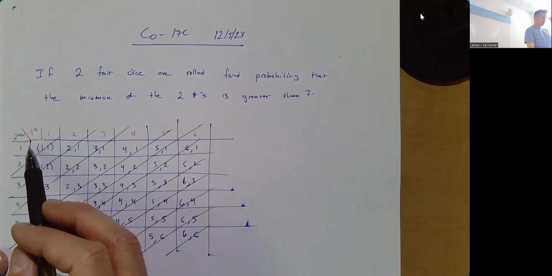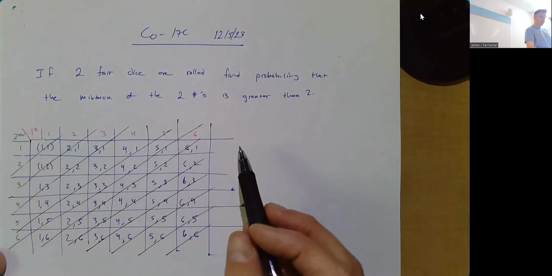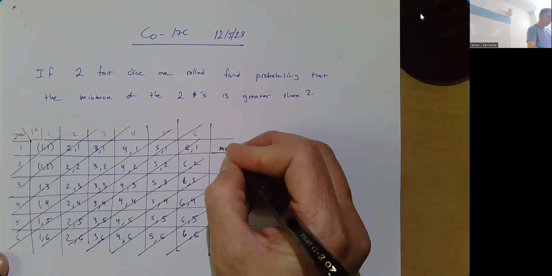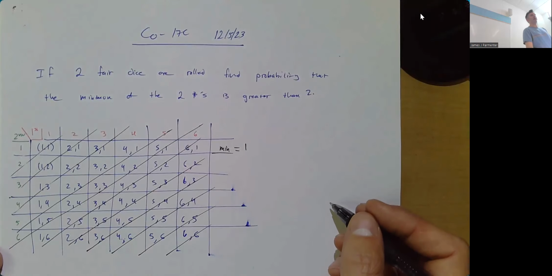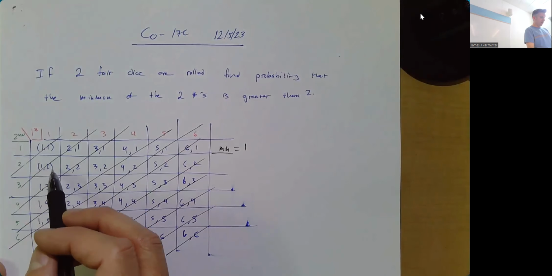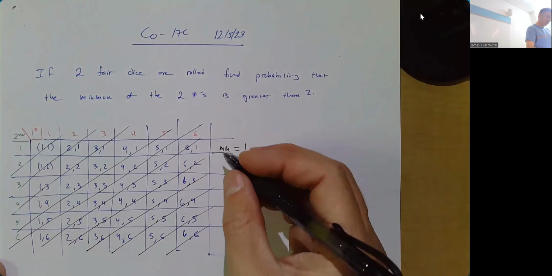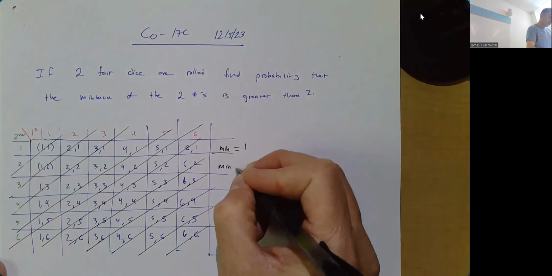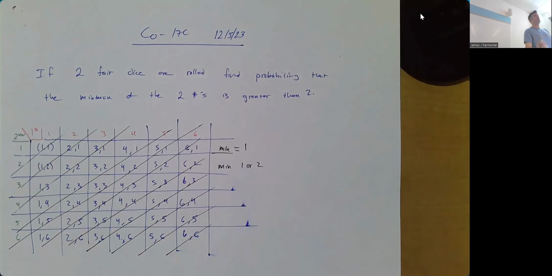So let me ask you all, in the first row here, what's the minimum of the two dice rolled? 1. How about in the second row here? That's not a good way to ask it, because in the second row, the minimum is 1 right there, and it's 2 for the rest of these. So the minimum is 1 or 2, but still not 3.